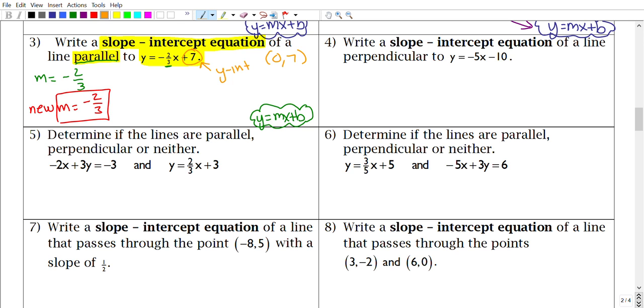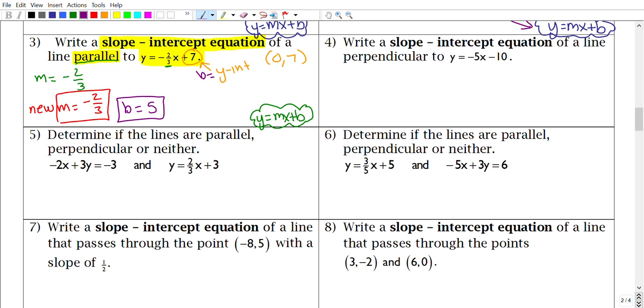We definitely don't want to choose the same number. We don't want to choose 7 again, because that would be two lines that are exactly on top of each other, which defies the point of being parallel. Okay? We want something that has the same slope, but a different y-intercept to make sure that they never touch each other. So you literally can go ahead and choose whatever number you want. I'm going to choose for my b, for my y-intercept, something like 5. Simple enough.